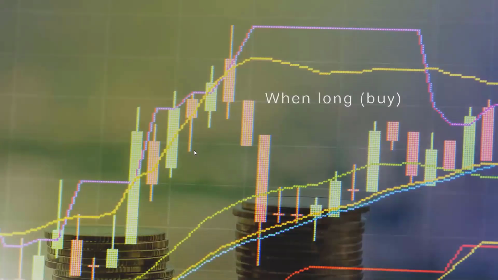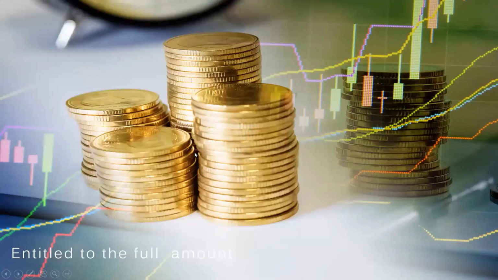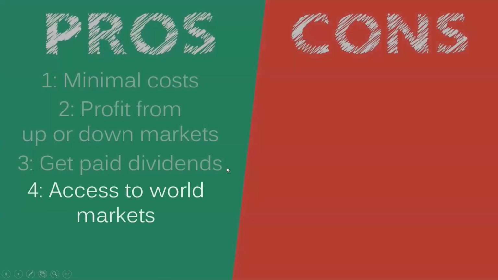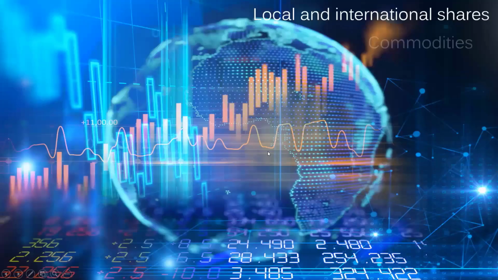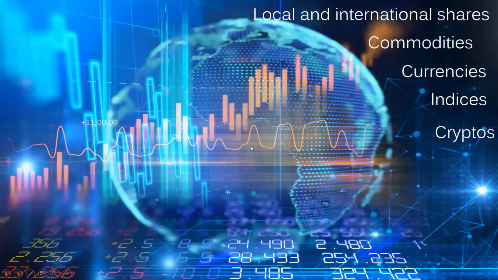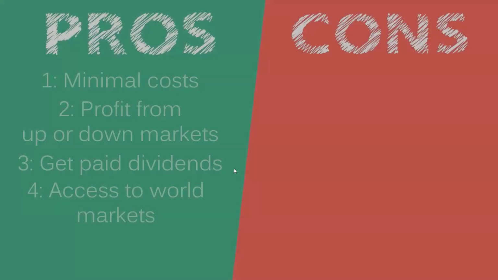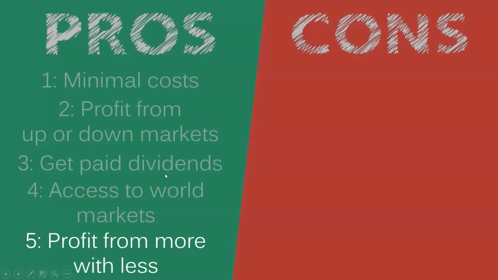You can get paid dividends. So when you long or buy, you are entitled to the full amount of the dividends. You also have access to world markets. Okay. So you can trade the world, local and international shares, commodities, currencies, indices, weather futures. You can trade cryptocurrencies. You can profit from more with less. And remember, that comes with gearing.